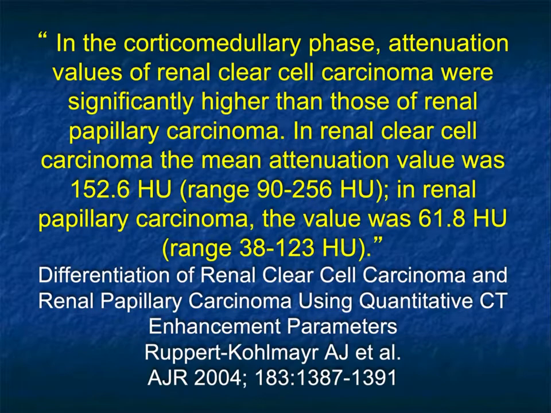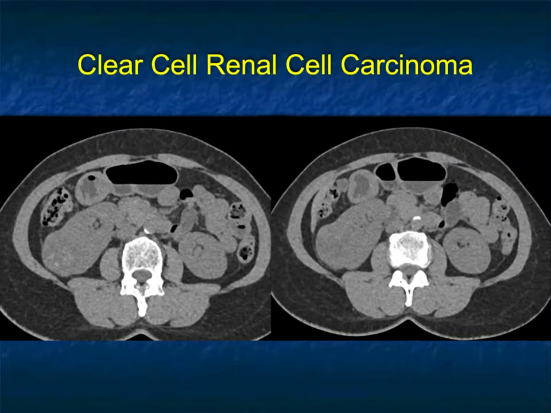In this article by Kohlmeyer, he spoke about the fact that one of the things you can do with the early phase imaging is determine the etiology of a lesion. The average clear cell is about 152 Hounsfield units, and the papillary is about 61 Hounsfield units. So by looking at the vascularity, you can be very good at predicting what the tumor will be.